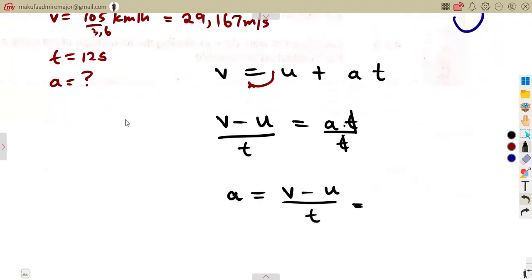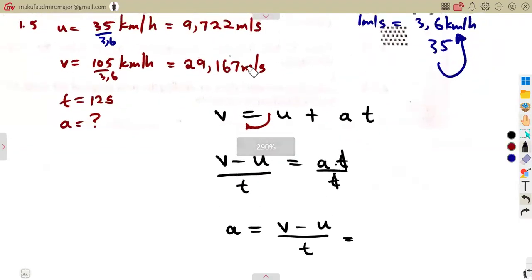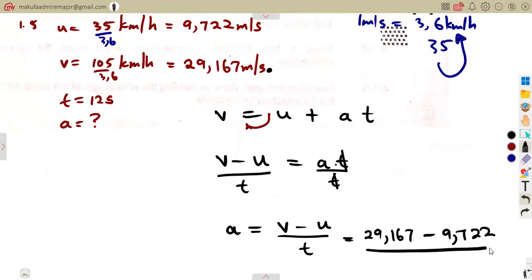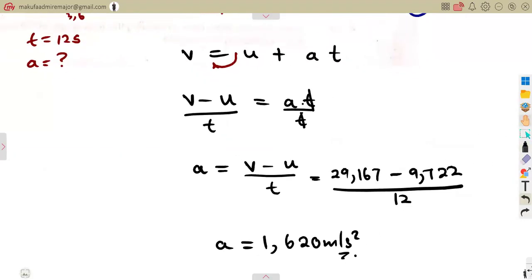So you can substitute what we are given from our information. The velocities in meters per second, our V, 29,167 minus U, which is 9,722, everything over the time, which is 12. So this was going to give you the acceleration of the object, which is 1,620 meters per square second. For the units, you can also write this as meters per square second like that. So it's still the same thing.